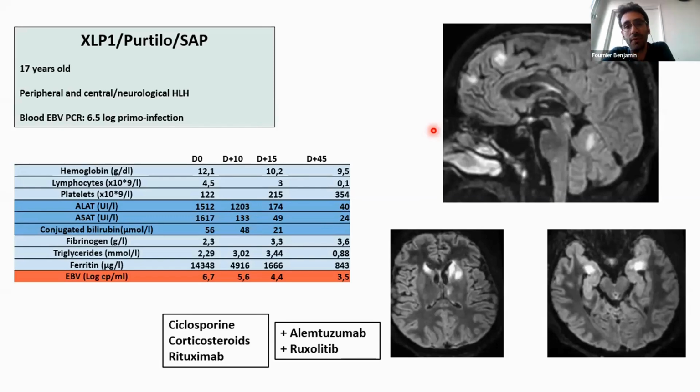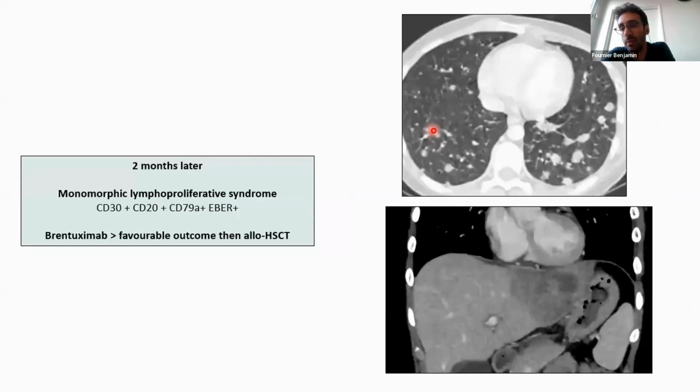And maybe you have seen in my slide related to B-cell lymphoproliferation that the gene of Purtilo syndrome was also present in these B-cell lymphoproliferative diseases. And in the same patient, after removing T cells, in fact, he developed an EBV-positive B-cell lymphoproliferative disease, a monomorphic lymphoproliferative disorder with, you can see, lung involvement and also liver involvement. And then he had a favorable outcome after allo-HSCT.